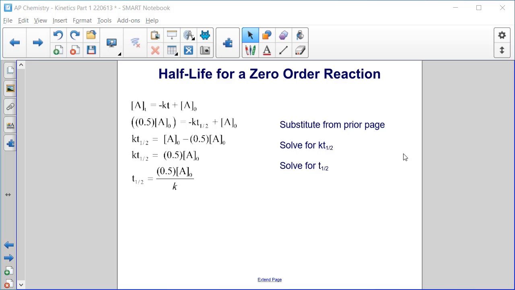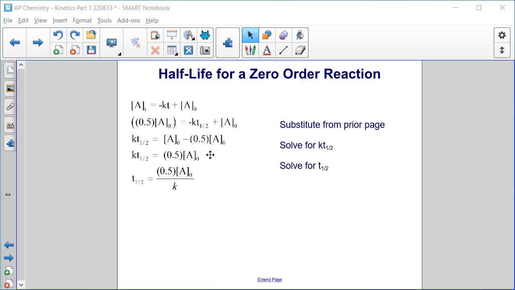Okay, so here's my original integrated rate law reaction. I substitute from the prior page. For concentration with respect to time, I'm substituting the concentration at the half-life. So half of the initial concentration is equal to minus K times the half-life, T1/2, plus the initial concentration. I'm going to solve for KT1/2. The way I did that was I added that to the left-hand side, so I get K times the half-life, and subtract 0.5 times the initial concentration. And then I just have to solve.